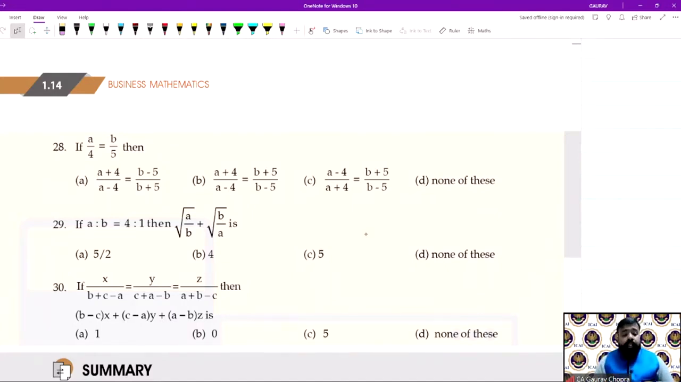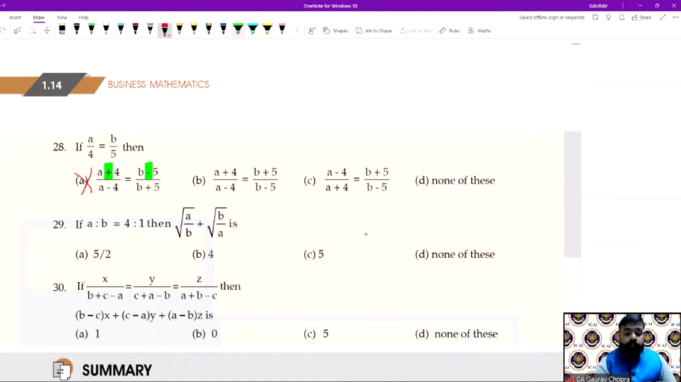Now in 28, A by 4 is equal to B by 4, and we have to check. See, all the options are having plus and minus, but plus and minus comes in which property? Componendo and dividendo. So you can see which option is applying componendo and dividendo properly. In the first option, on the left hand side it is positive in the numerator, whereas on the right hand side it is negative in the numerator.